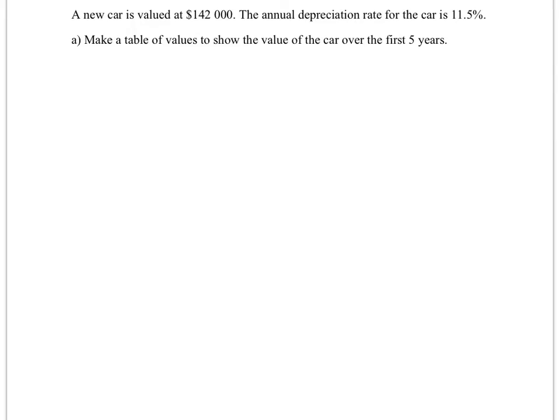The next question is a word problem. It says a new car is valued at $142,000. The annual depreciation rate, meaning how much the value decreases, is 11.5%, which is 0.115. Make a table of values to show the value of the car over the first 5 years. So I'm going to have a table of values like this one. T starts from 0, 1, 2, 3, 4, 5, and V is the value of the car.